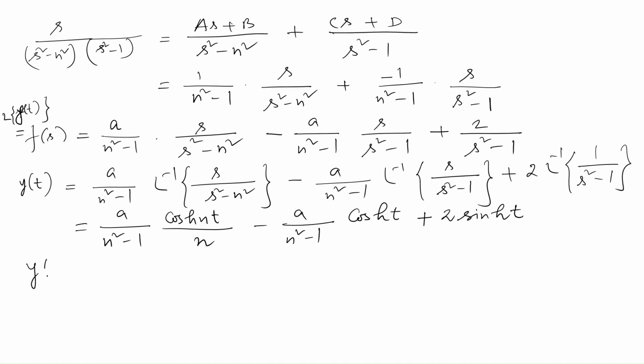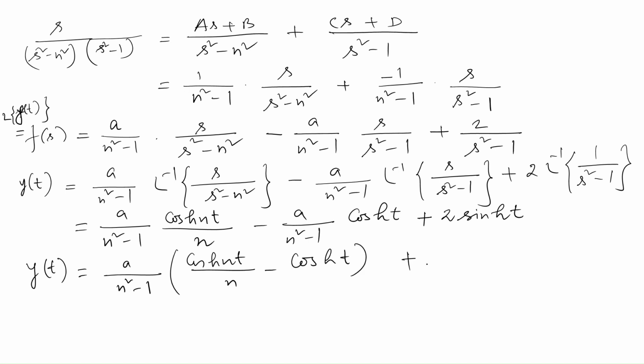Now we can arrange it. Yt is a by n square minus 1 taken common, then we will have cos hyperbolic nt by n minus cos hyperbolic t plus 2 sin hyperbolic t. This is the required solution.